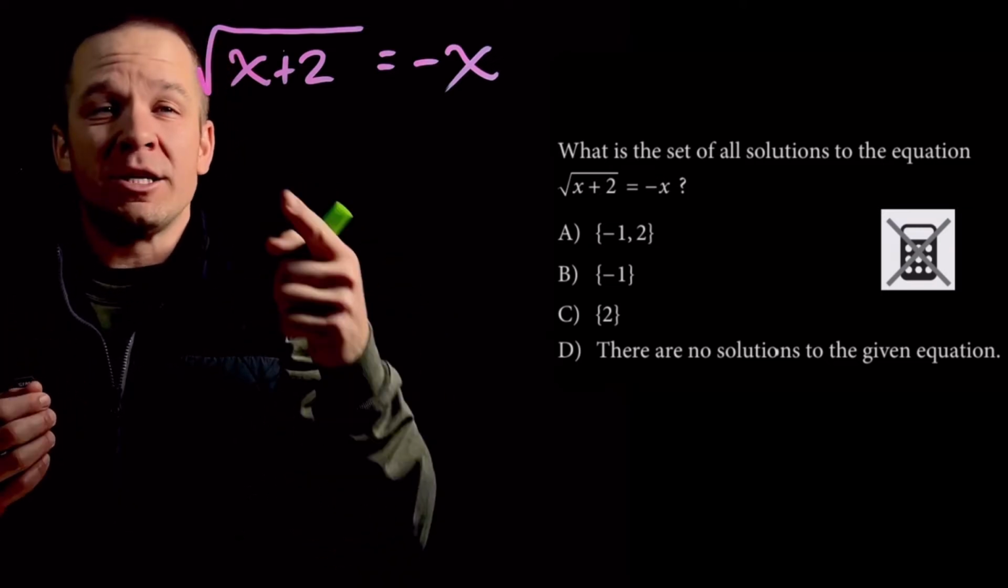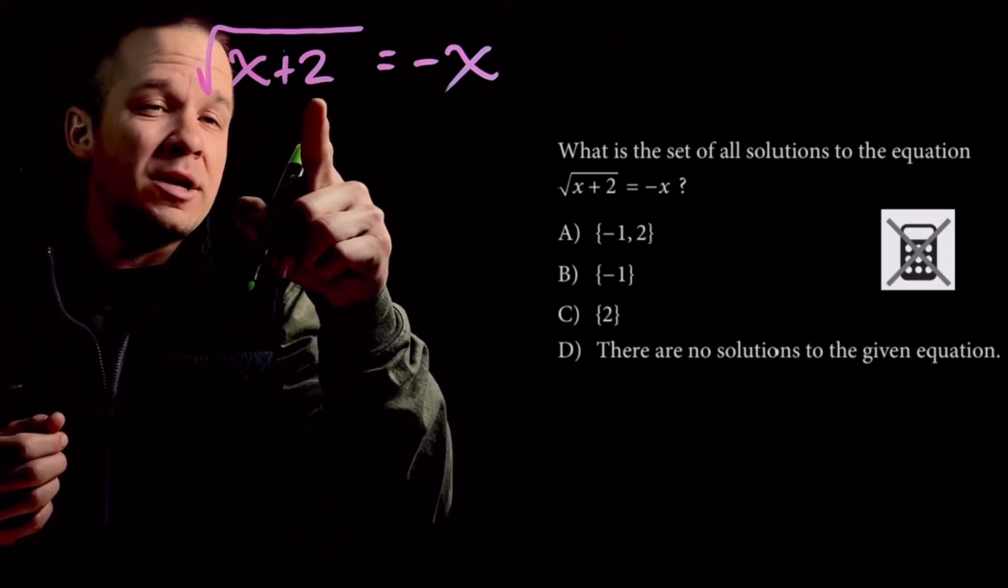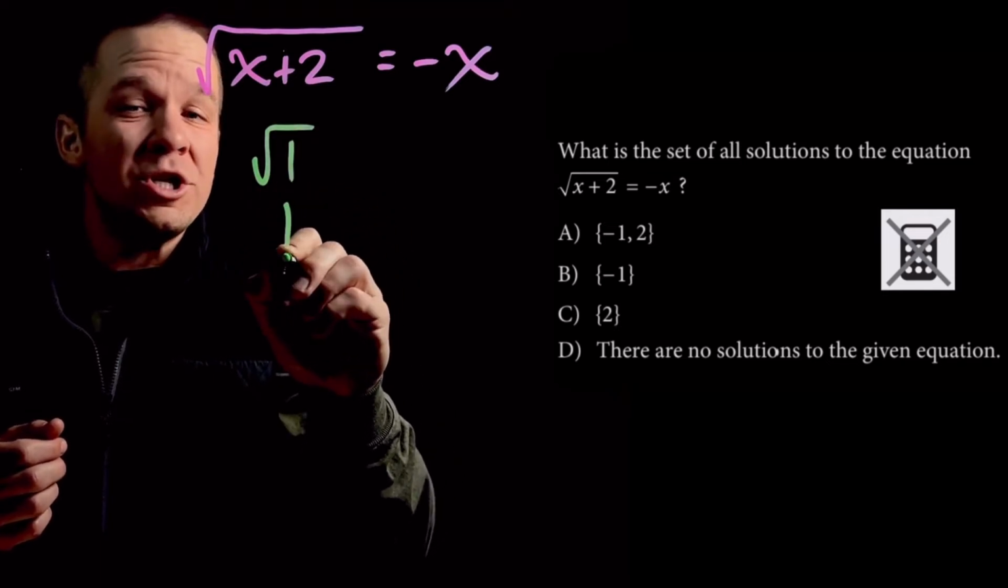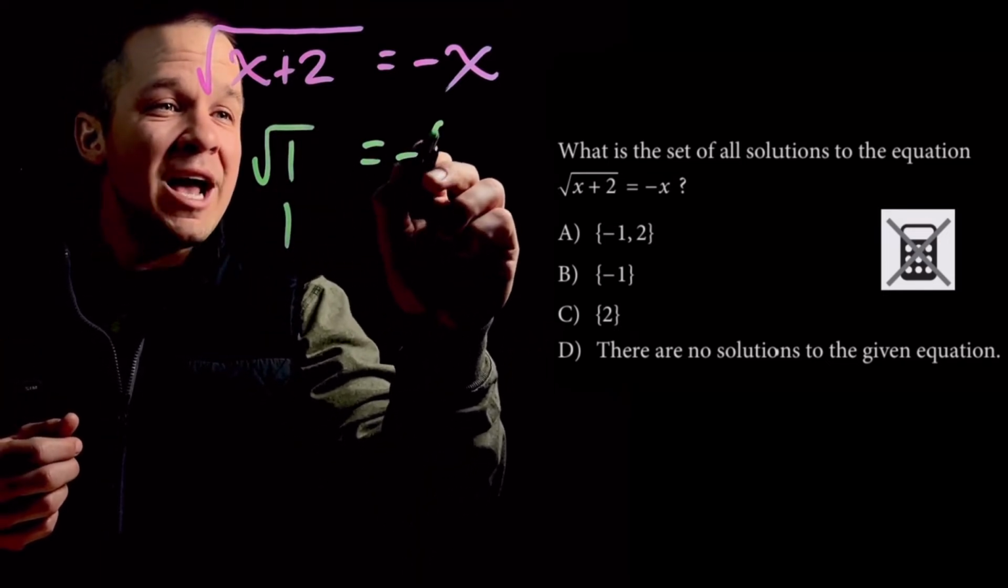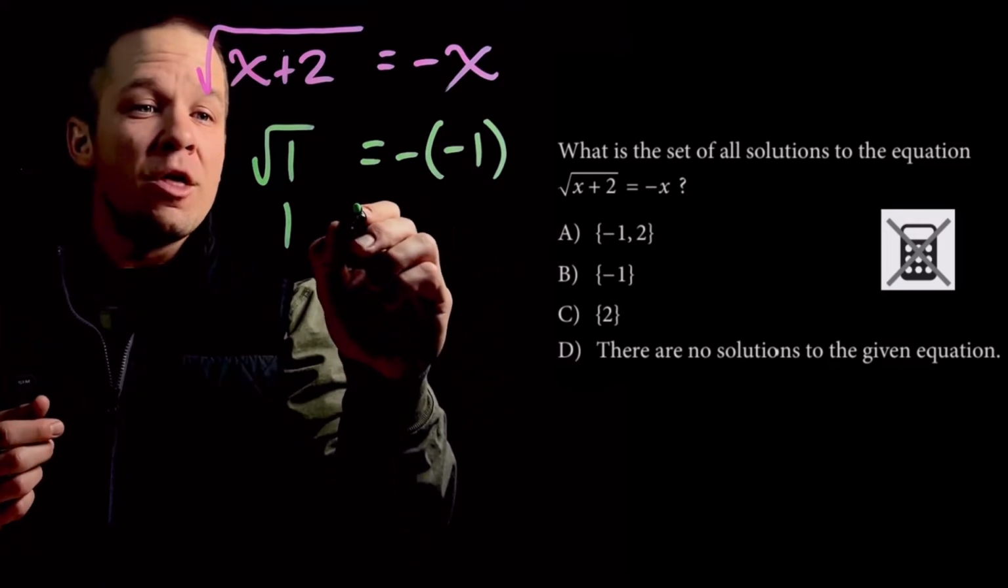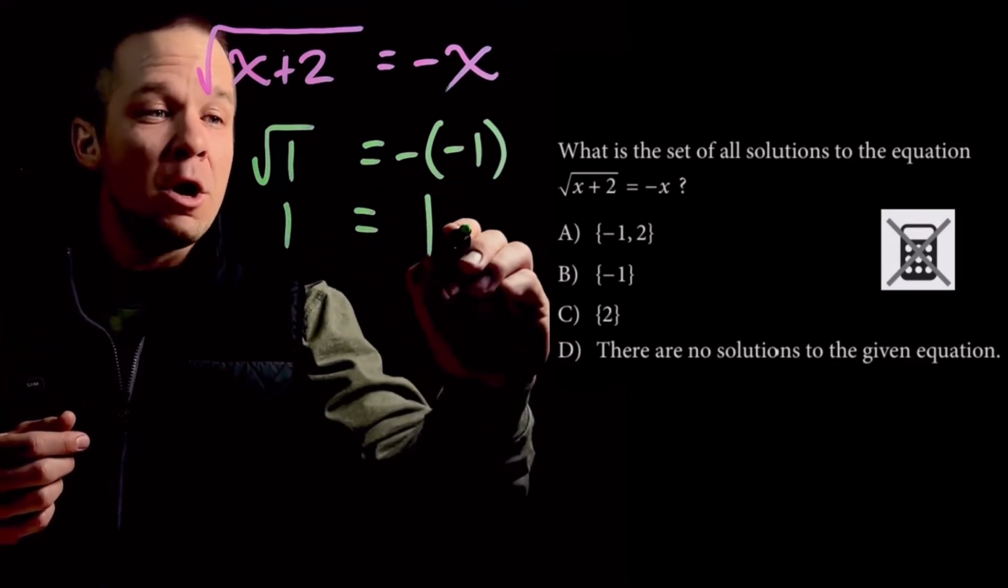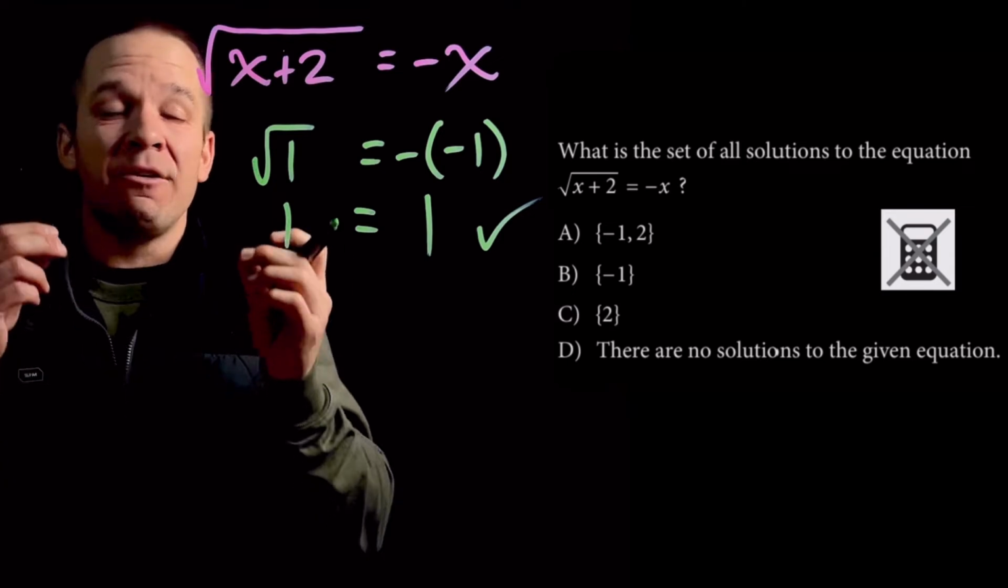All right, so if I plug in negative 1, I'm going to have negative 1 plus 2 gives me the square root of 1, which equals 1. And over here, I would have negative and then negative 1 in for x. That's going to give me a positive 1. So boom, that one works, right? My negative 1 would work.